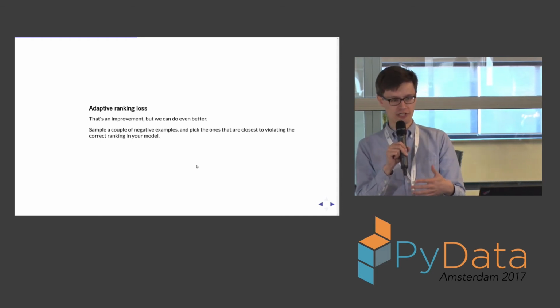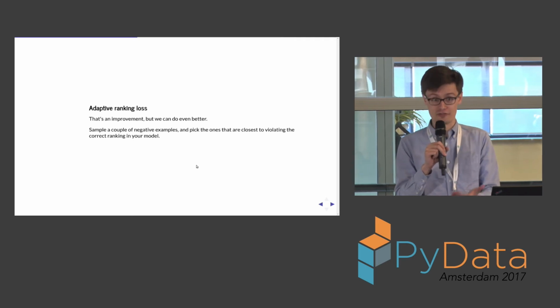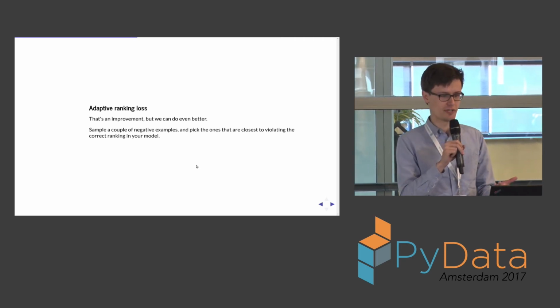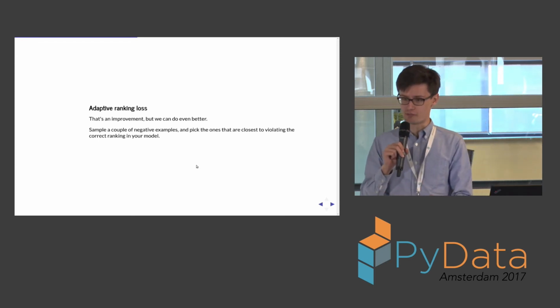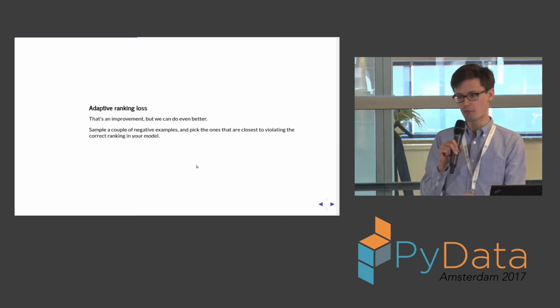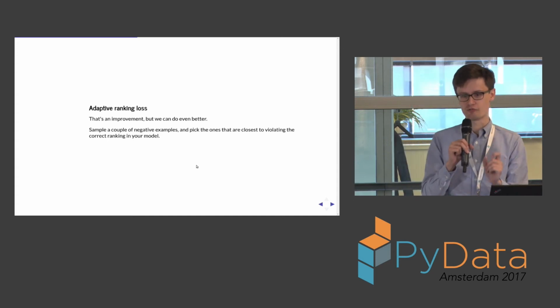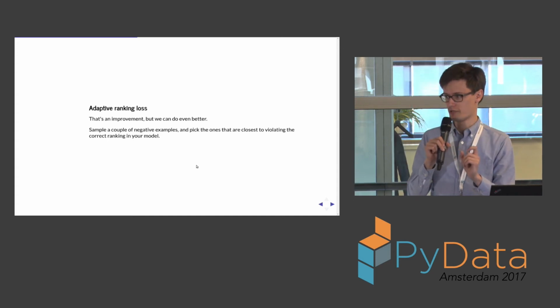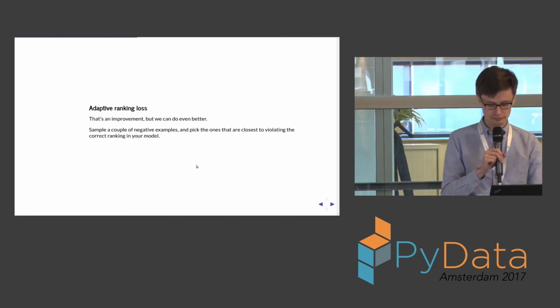But if we just sample the negatives randomly from the entire data set, we may find something that's actually not very discriminative. If we sample as a negative a movie which is just terrible, that's not going to help the model tear apart what the user likes and what the user doesn't like. So what we can do instead is sample a couple of negatives, and then for the gradient step, pick the one that's closest to violating the ranking that we want to induce. That gives the model better information about what the user likes.